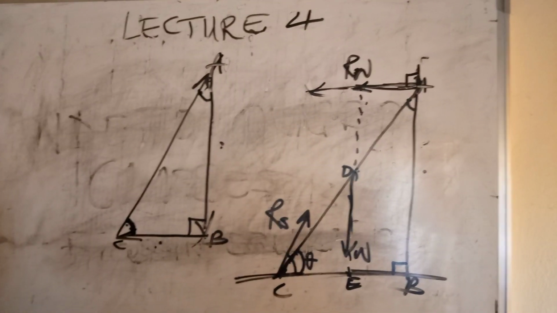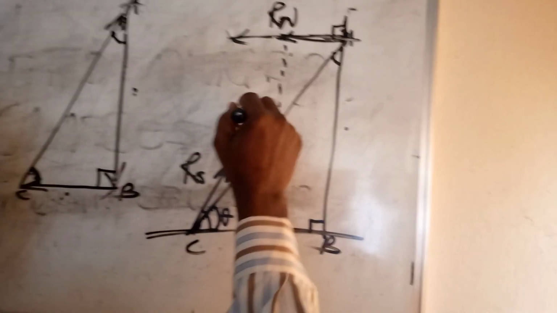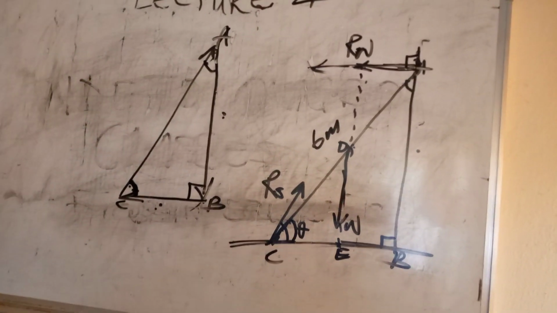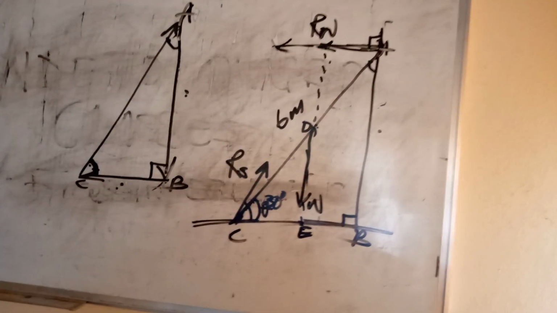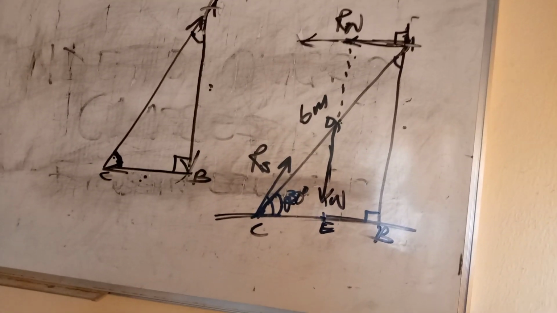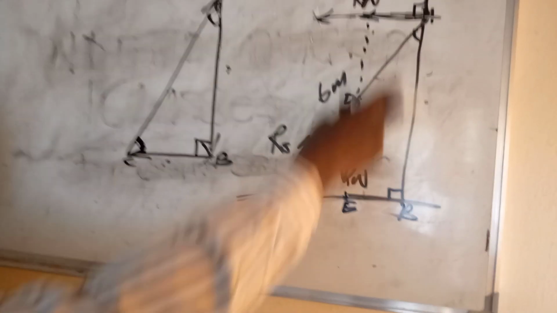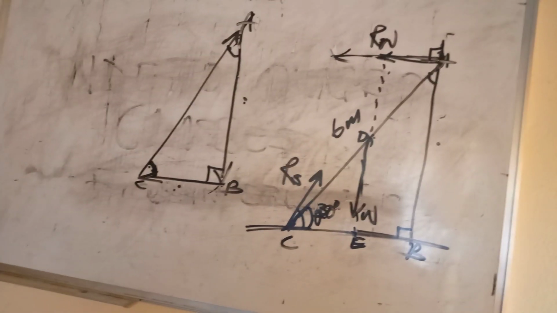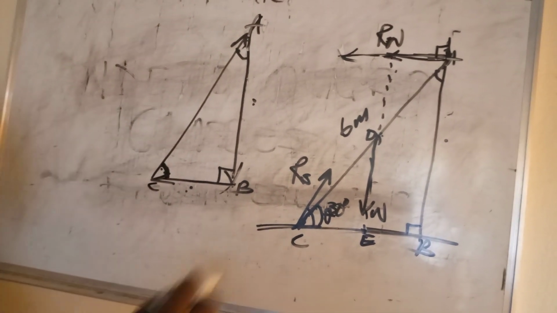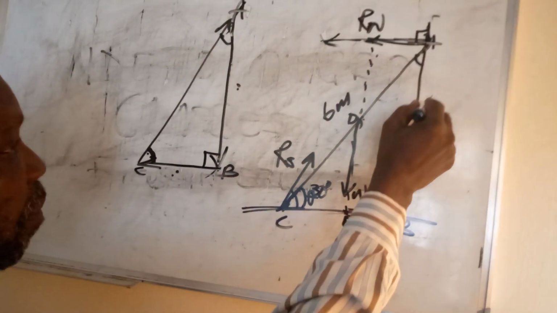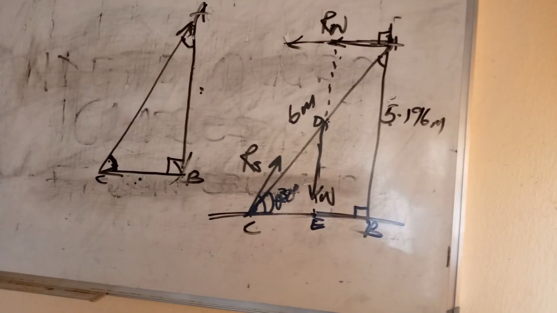Let's take for instance, let's say this wall, the ladder is 6 meters. The length of the ladder is 6 meters. And the angle theta here is 30 degrees. That's the angle the ladder made with the ground. So if that's the case, it is simple. We can get the height of the wall, which in this case, we got to be 5.196 meters, since this is 6 meters.